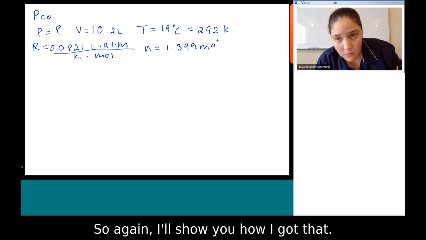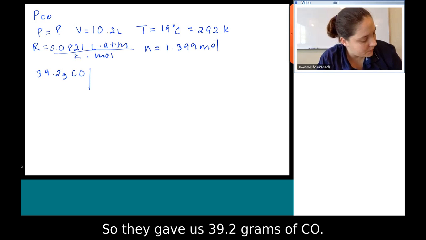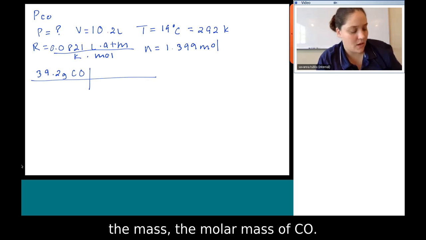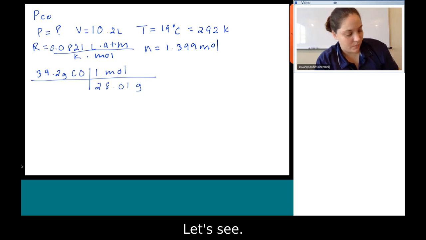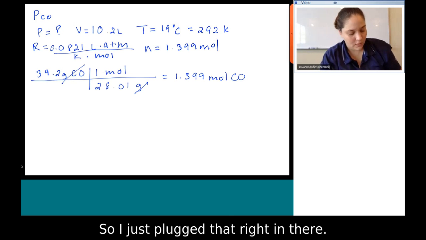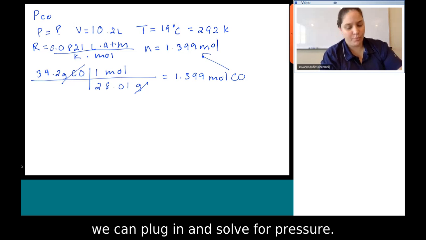1.399 moles. So again, I'll show you how I got that. They gave us 39.2 grams of CO. We set up on the reaction table and find the molar mass of CO. That is going to be 28.01 grams for every 1 mole of CO. Our grams cancel out, and we end up with 1.399 moles of CO. So I just plugged that right in there. Now that we have each of our variables, we can plug in and solve for pressure.